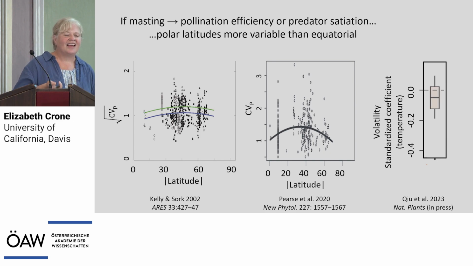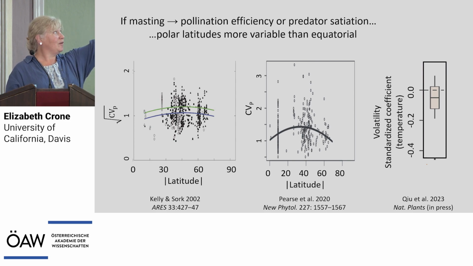We see the same thing, with maybe a slightly steeper drop-off at northern latitudes, in Ian Pearse's study. And in the Qiu et al. study, what they used was temperature rather than latitude as a predictor. But this number now means that warmer temperatures tend to have less variable seed production. So we have at least modest statistical support for this prediction across studies.